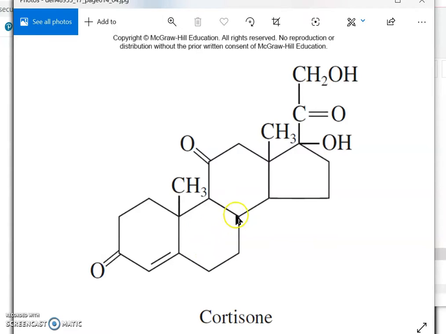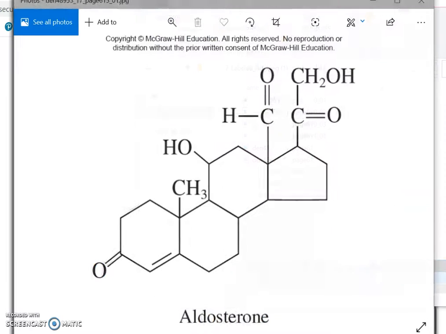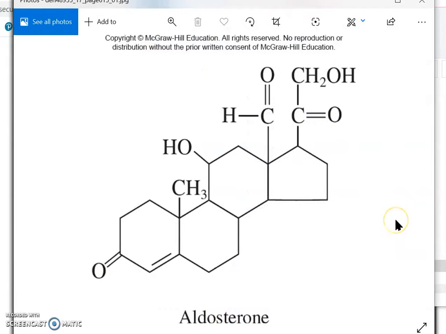One other one, let's see here, get to the right one. Yeah, here's aldosterone. This is another steroid created by the adrenal cortex. This plays a role in regulating sodium and potassium levels.